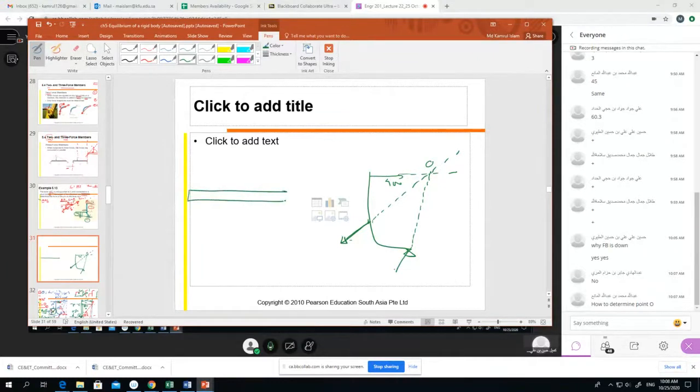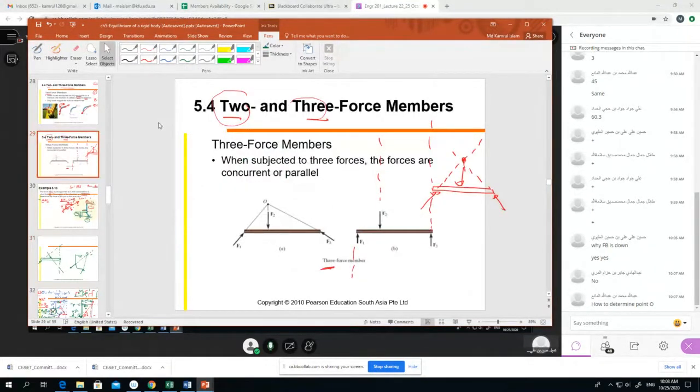If one force is like this, one force is like this, and one force is like this, they must coincide somewhere. Here, in the example you see, this was our beam. If it is a 3-force member, they have to coincide, right? So this is the force. Now if we extend like this, imagine they are extending, and then they will meet somewhere. So here they meet at point O.